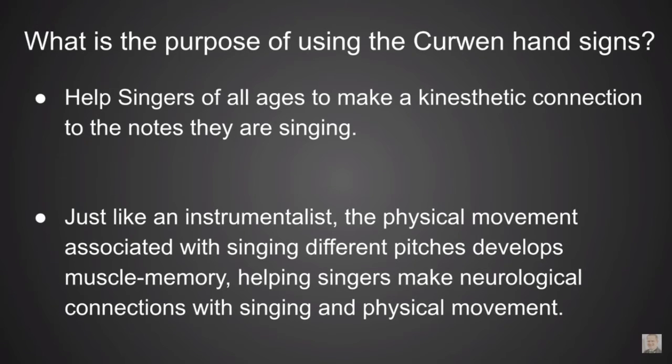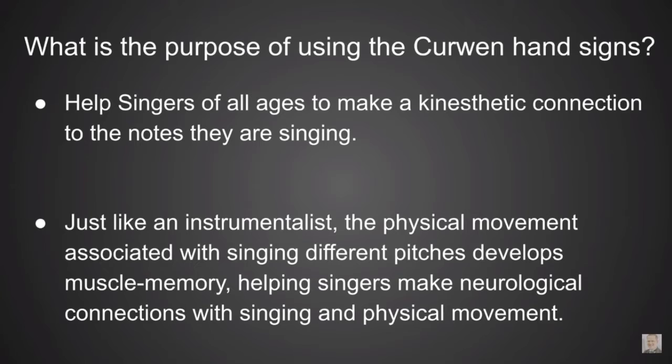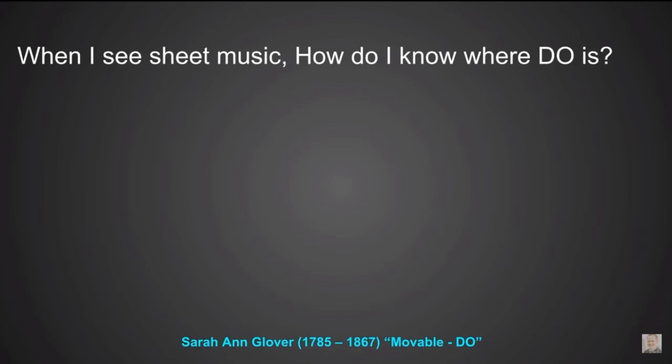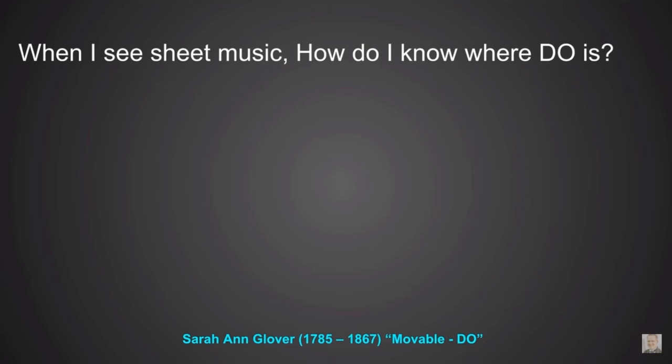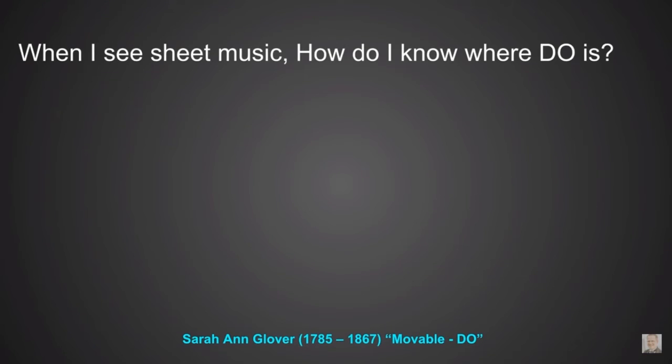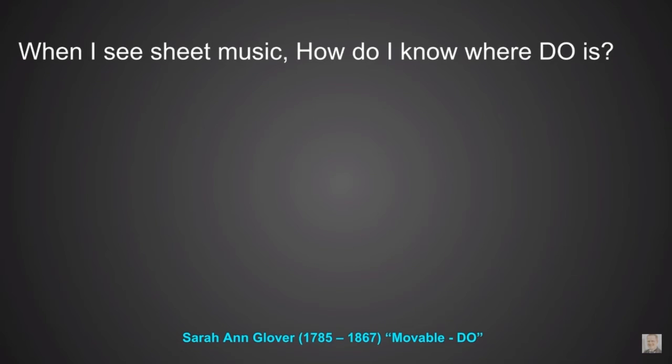Using these hand signs helps singers connect motion with the singing and the intervals that they're singing. Intervals being the space between two notes. When I see sheet music, how do I know where do is? Sarah Ann Glover was the founder of what we call movable do or tonic solfa. Movable do means that do is the bottom of any scale that you sing, not just C major, for example.